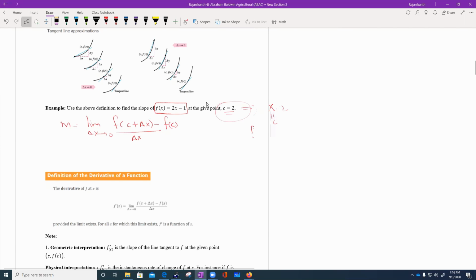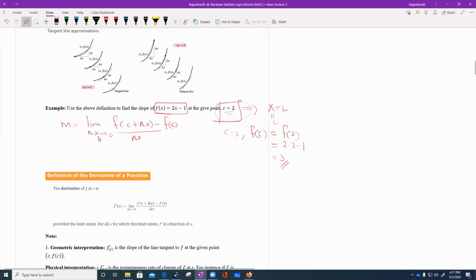Then what is f of c? How do you find f of c? Plug in 2 for x. In this particular problem, c is 2. So take the function, 2x minus 1, and simply plug in 2. Therefore, we need to find f of 2, which is 2 times 2 minus 1. That is 3. So f of c is 3, and c is 2. Now use this formula.